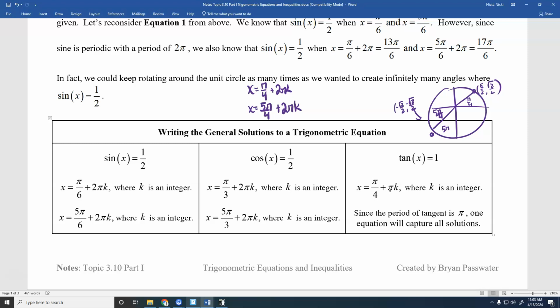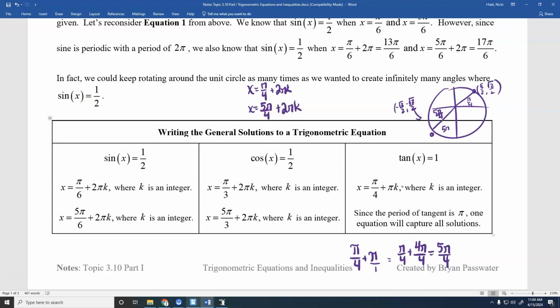The reason for that is the period of tangent is just pi. So if we just want to look at the first and fourth quadrants here, we can just take those answers and add pi k to them, because pi over 4 plus pi, right? If we added those together, pi would be over 1, and we'd have pi over 4 plus 4 pi over 4, which would give me 5 pi over 4.